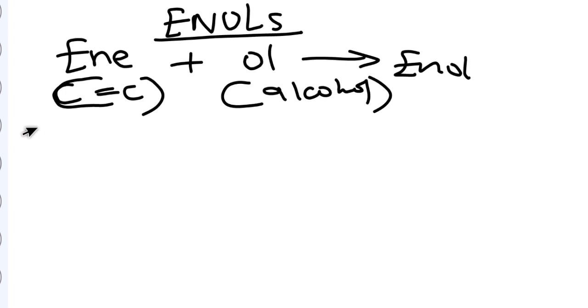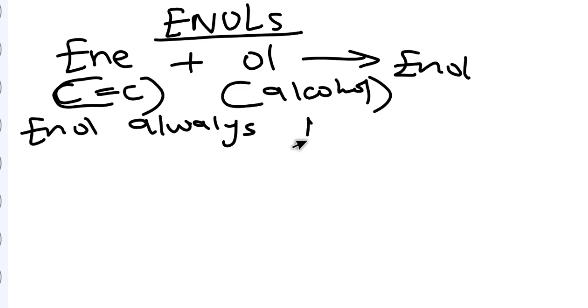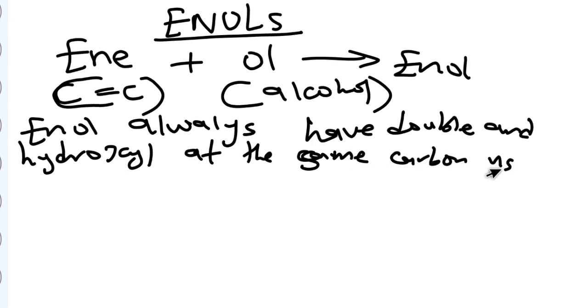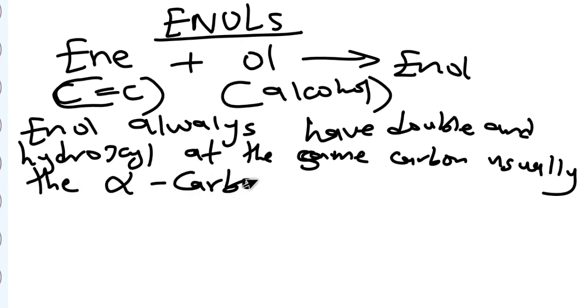Enols always have a double bond and a hydroxyl group at the same carbon, usually the alpha carbon. So in enol, we usually have a double bond, and the double bond and hydroxyl group are at the same carbon, usually the alpha carbon.